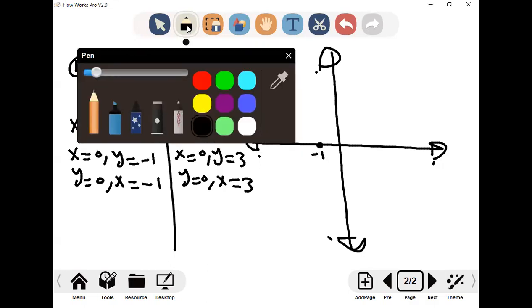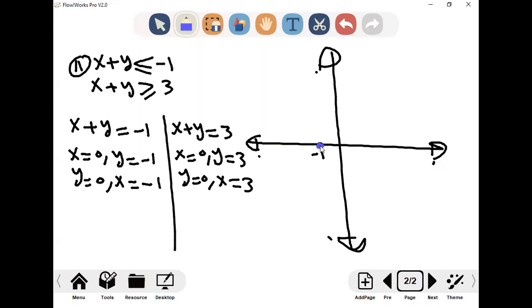You know, I'll use different colors. I'll use the blue for the first one. So this is negative 1. And x is negative 1 and y also is negative 1, right? And we have equal sign here. So the line will be a normal line, continuous line. No points, no gaps. Okay? You understand?